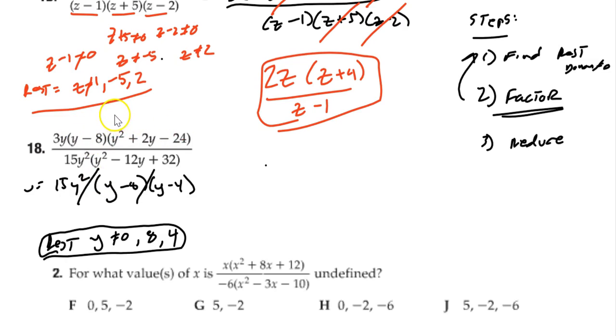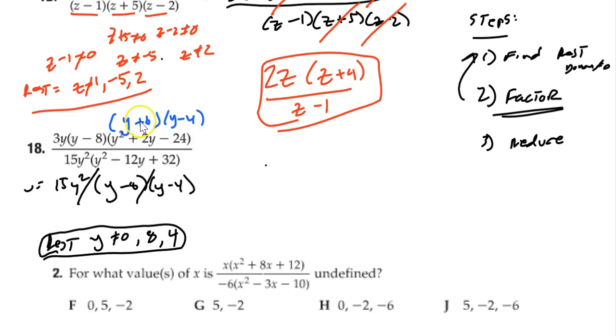Same idea here. I need two things that multiply to get negative 24, so different signs, that add to get 2, so that is 6 and 4. So it's going to be y plus 6 and y minus 4. Remember, same idea. Negative 24 should be different signs, and the middle one is positive, so the bigger number should be a positive. So I have all this.